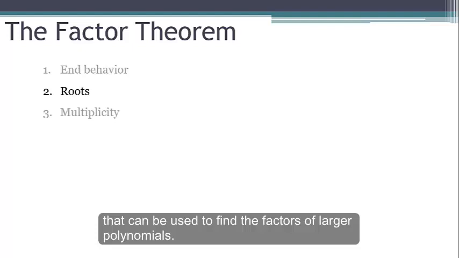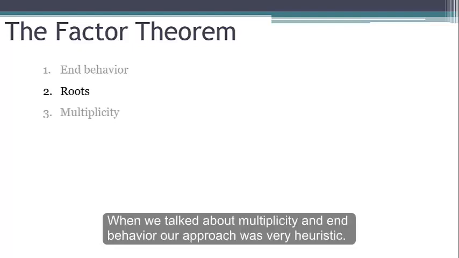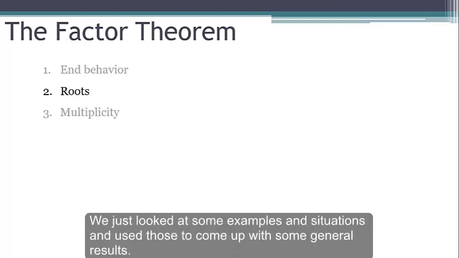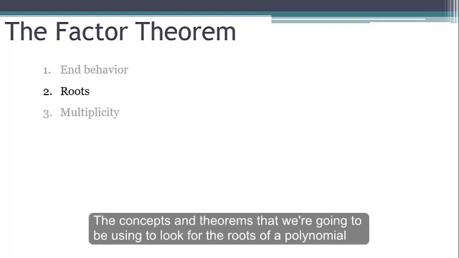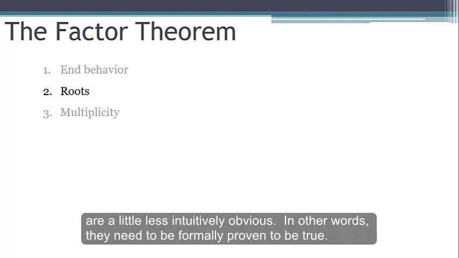Now, when we talked about multiplicity and end behavior, our approach was very heuristic. That is, we just looked at some examples and situations and used those to infer some general results. The concepts and theorems we're going to be using to look for the roots of a polynomial are a little less intuitively obvious. In other words, they need to be formally proven to be true.